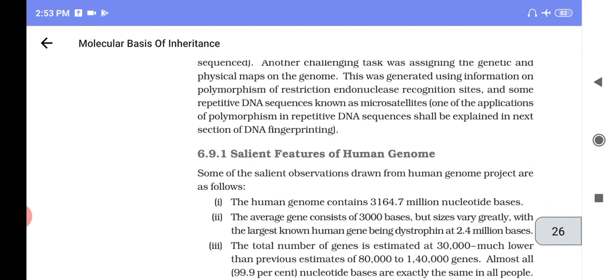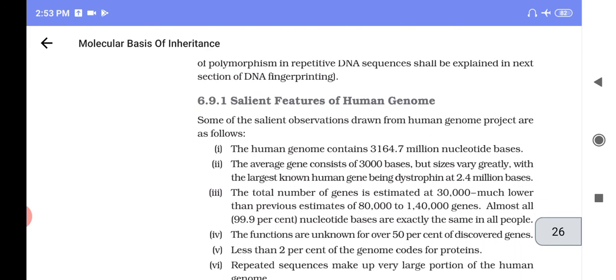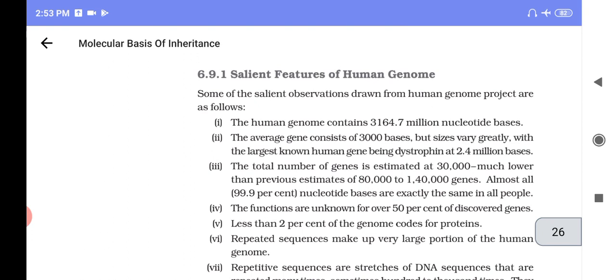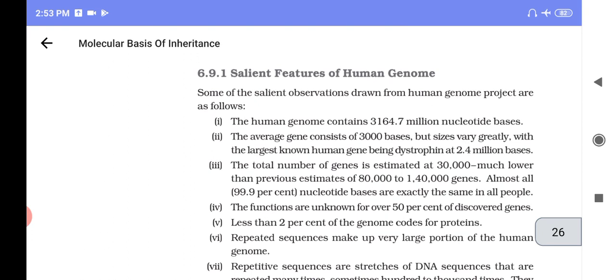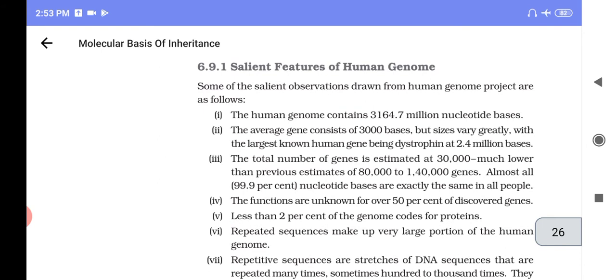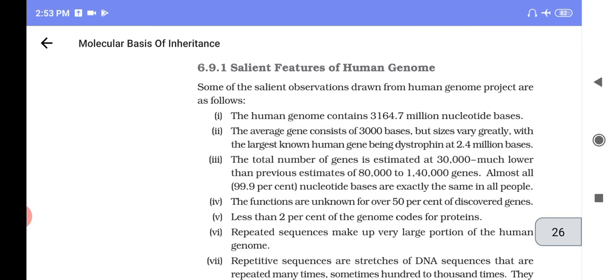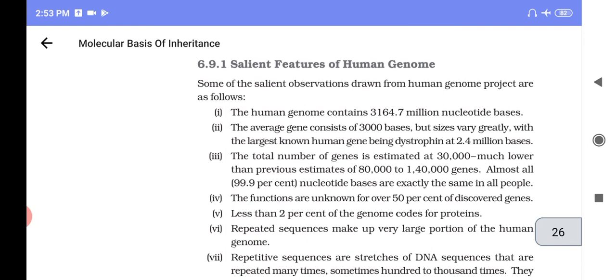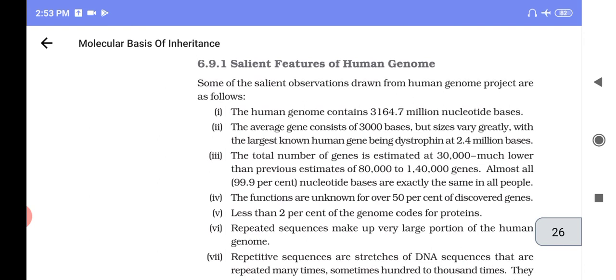Salient features of the human genome. Some of the salient observations drawn from the Human Genome Project are as follows. The human genome contains 3,164.7 million nucleotide bases. The average gene consists of 3000 bases, but sizes vary greatly, with the largest known gene being dystrophin at 2.4 million bases. The total number of genes is estimated at 30,000, much lower than previous estimates of 80,000 to 140,000 genes.